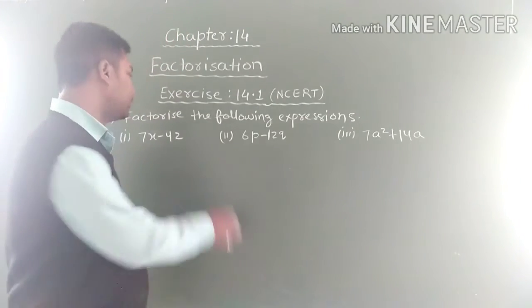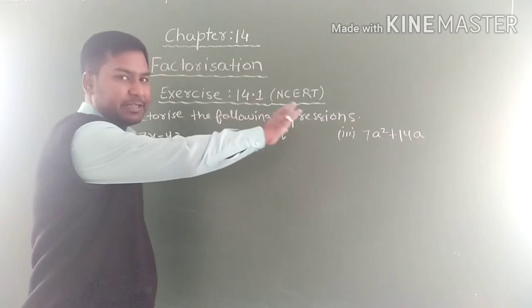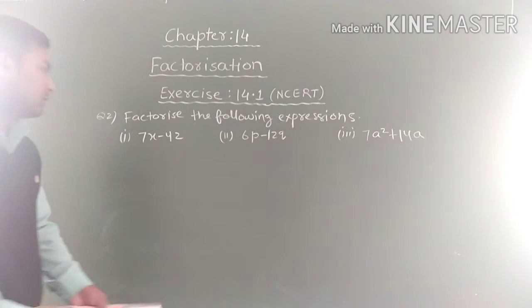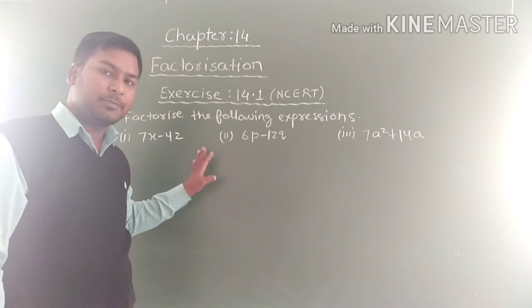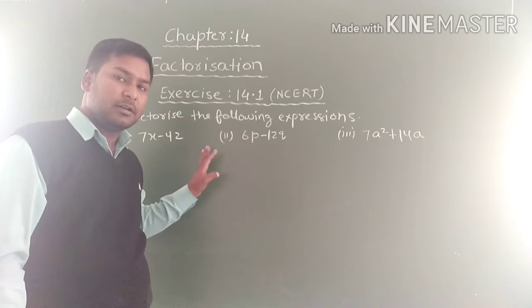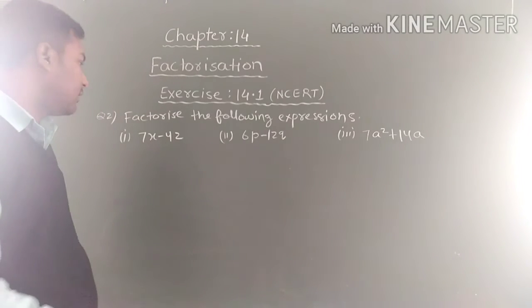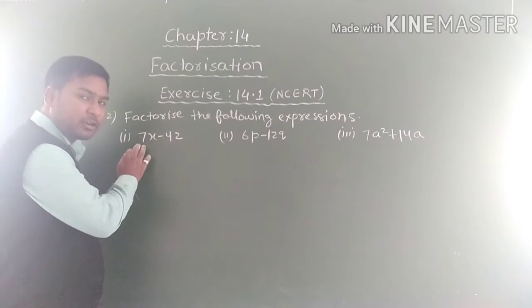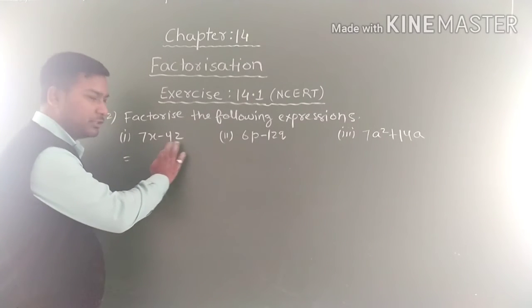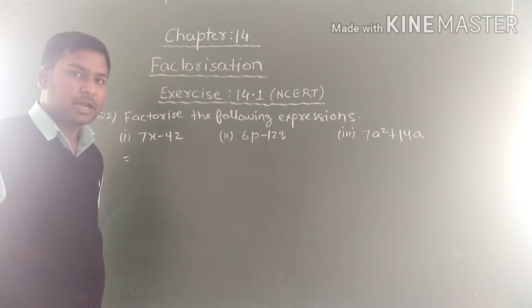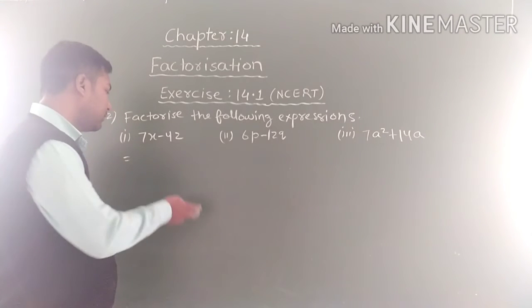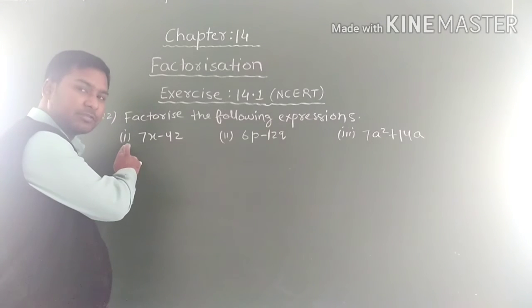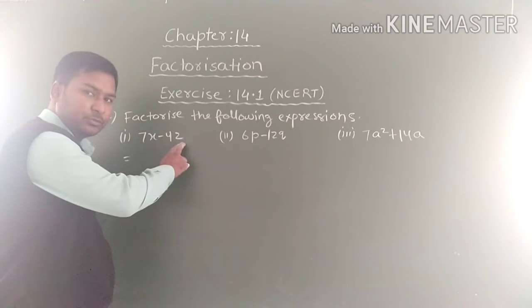Okay, question number 2. Factorize the following expressions. There are some questions given and we have to factorize them. So simply, how can we solve it? First of all, we will write the factors of 7x and 42. I am repeating my statement. How can we factorize it? First of all, find the factors of 7x and 42.